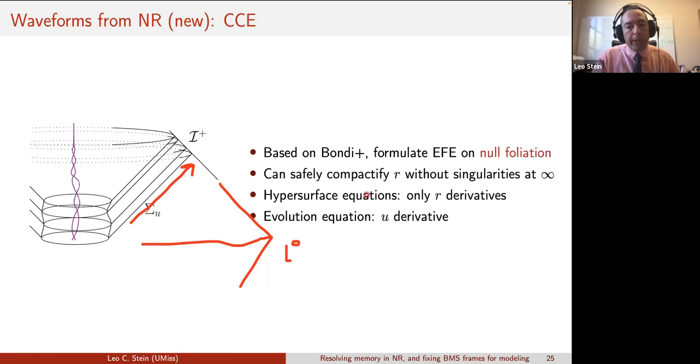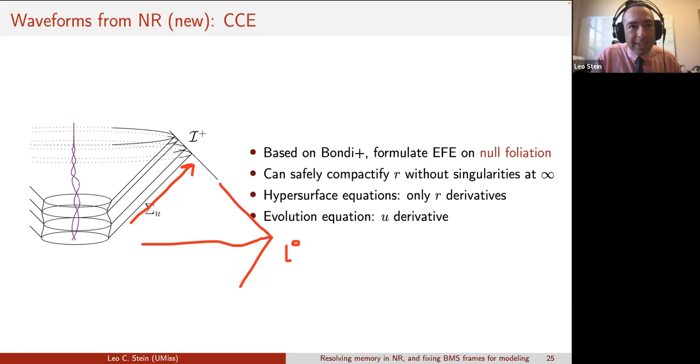So when you rewrite the Einstein field equations in this way, you get a system of equations that are hierarchical. You can treat the angular sector fully spectrally, and then you've got basically a bunch of coupled PDEs in the radial and time direction.